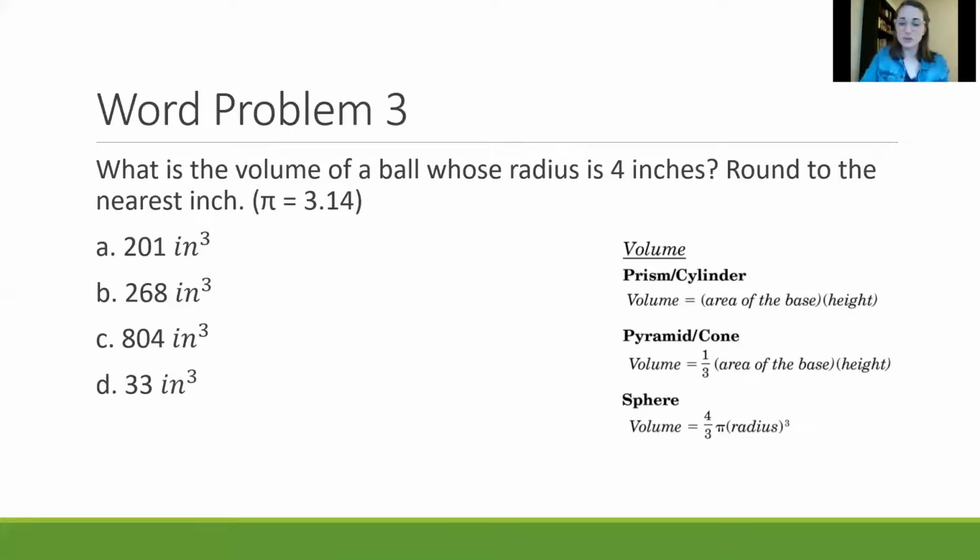So I'm going to use the formula that you see there. Volume equals 4/3 times pi times radius cubed. So when I rewrite that, I'm going to keep the 4/3. I'm going to replace pi with 3.14 as it told me to do. And then I need to fill in what my radius is, which is 4. And we need to keep the cubed there as well.